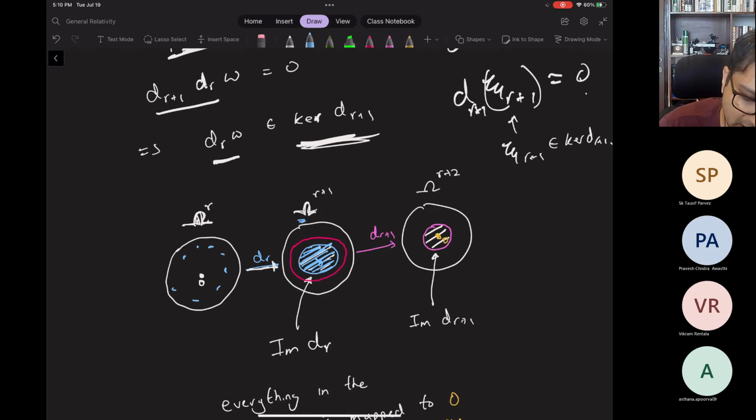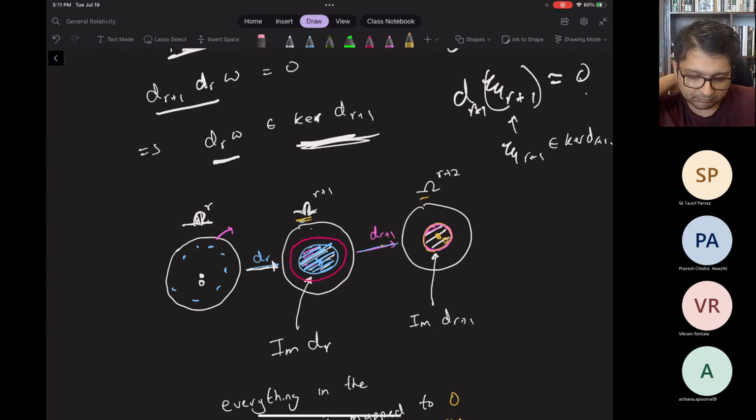Now within this space Ω^{r+1}, there's a map d_{r+1} which takes any element of Ω^{r+1} and maps it to something in Ω^{r+2}. Let's denote that as everything inside this magenta circle. Just as everything in Ω^r got taken to everything inside the blue circle, everything inside Ω^{r+1} gets taken to the interior of this pink circle under the map d_{r+1}.